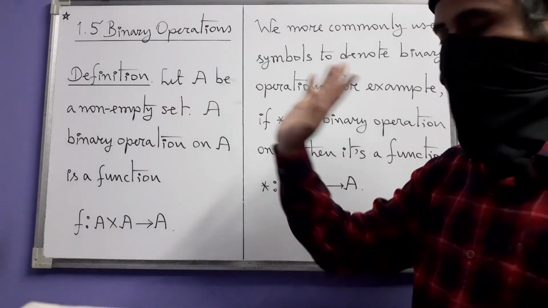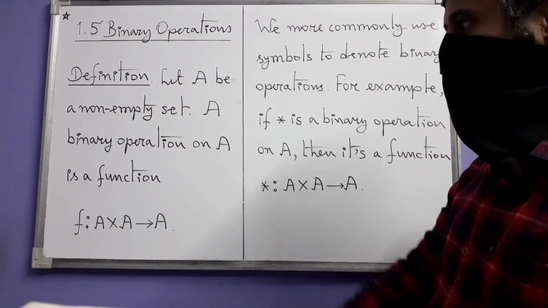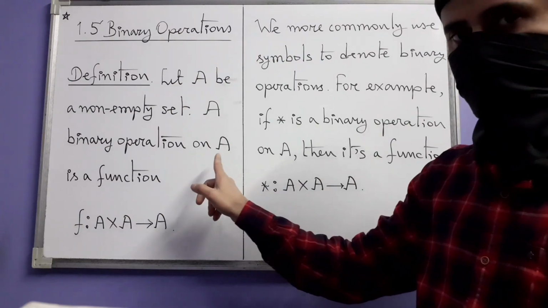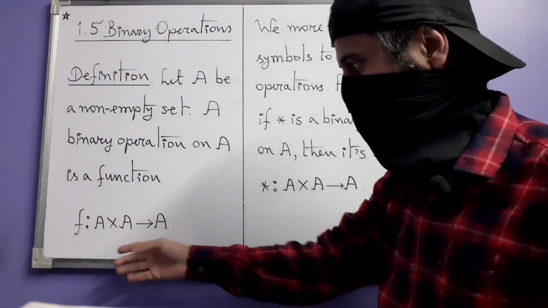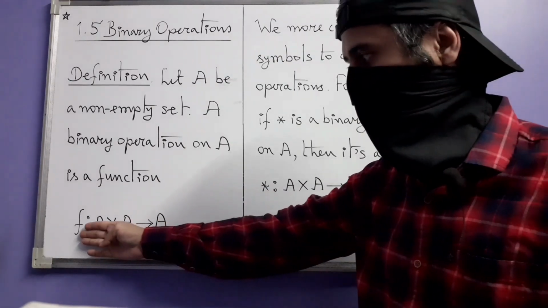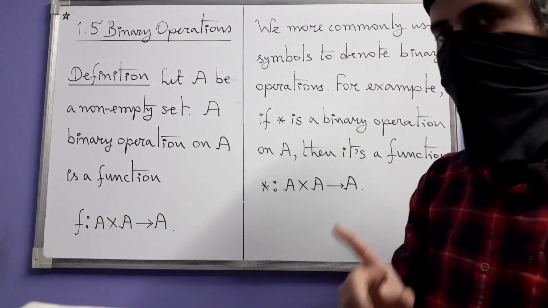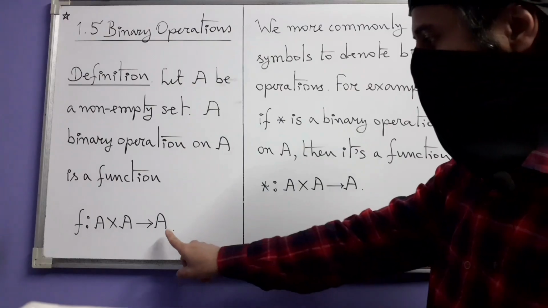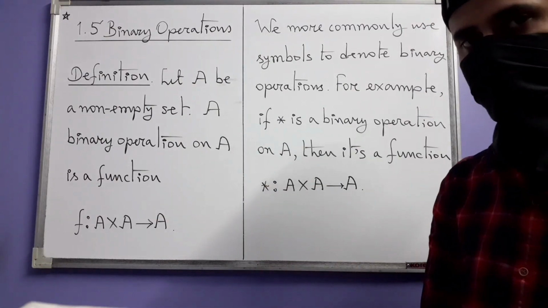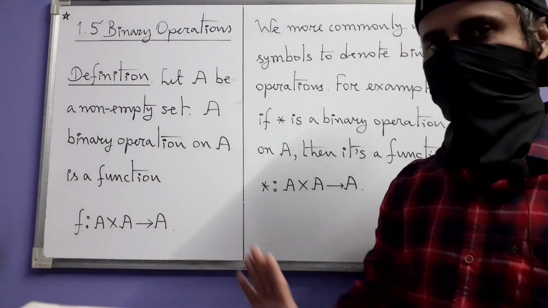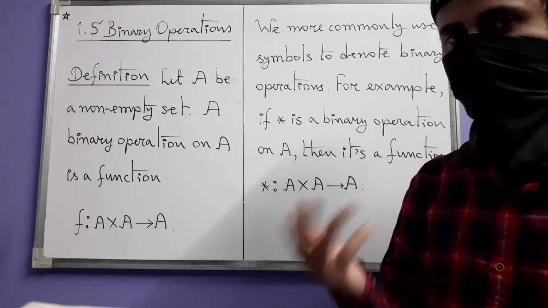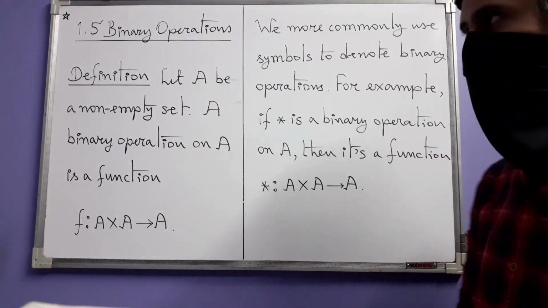Let A be a non-empty set. A binary operation on the set A is a function of this type. Say the function name is f, its domain is the Cartesian product of A with itself and codomain is A. If we find such a function f, then f will be called a binary operation on A.